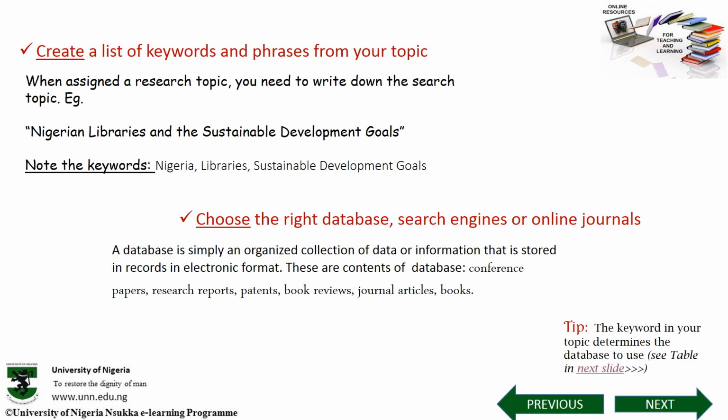Remember that we said that when you want to conduct a web research, there are 4 processes. The first one is to create a list of keywords and phrases from your topic. When you have a new research topic, you need to write down the search topic and then note the keywords. For example, if you have a search topic such as Nigerian libraries and the sustainable development goals, you need to sieve out the keywords from this topic.